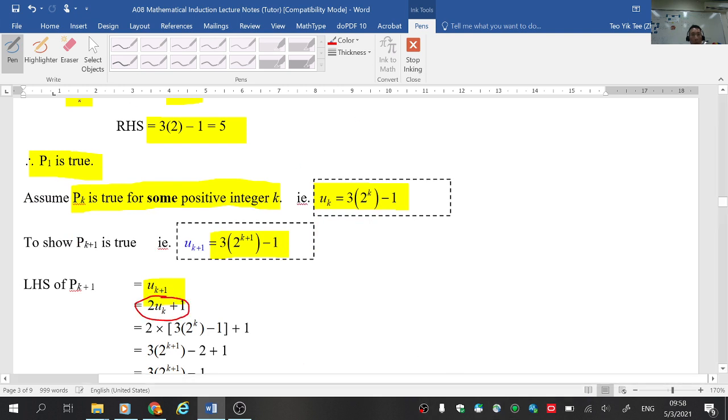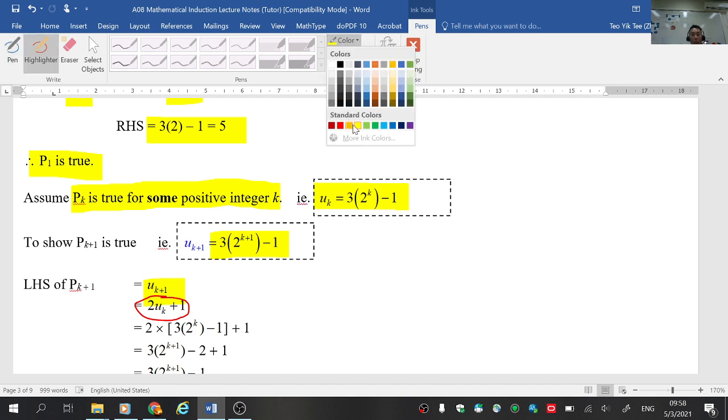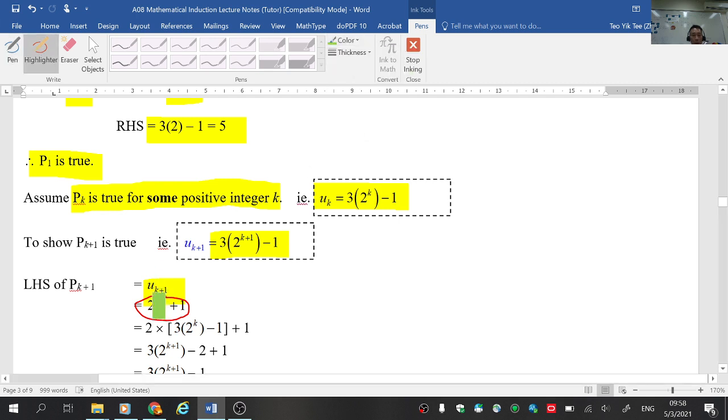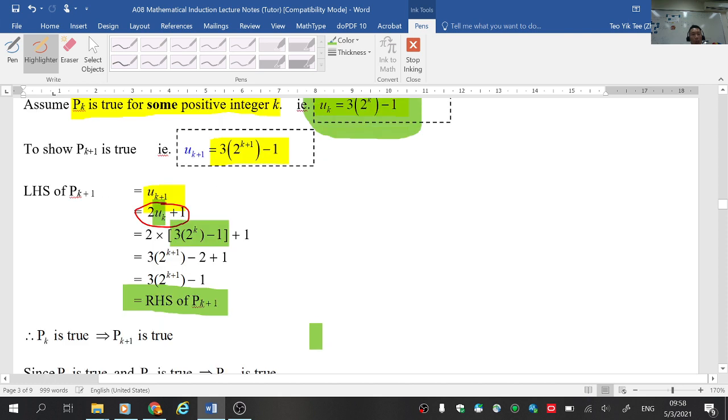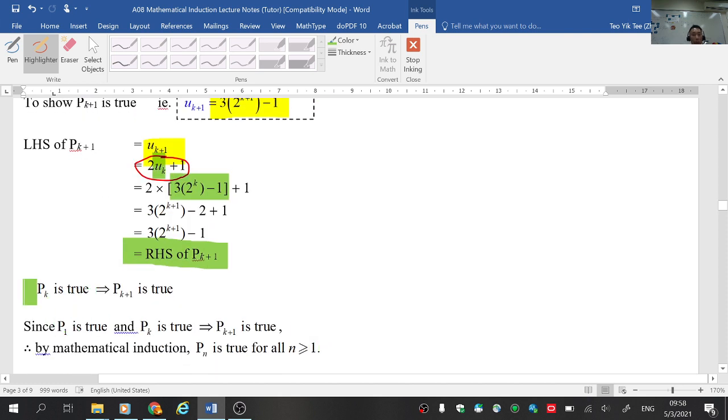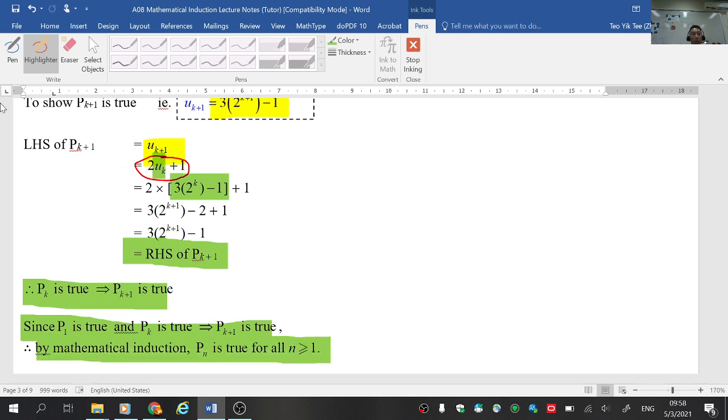Then what to do next? Of course, focus on your u(k). Focus on this u(k) that I have. This u(k) is actually this result. Replace accordingly, and of course, simplify everything. You will be able to show that it's equal to the right hand side. So finally, of course, your standard conclusion statement. So do not be sloppy in your final conclusion statement. So just now was for some value, now it's for all n values.